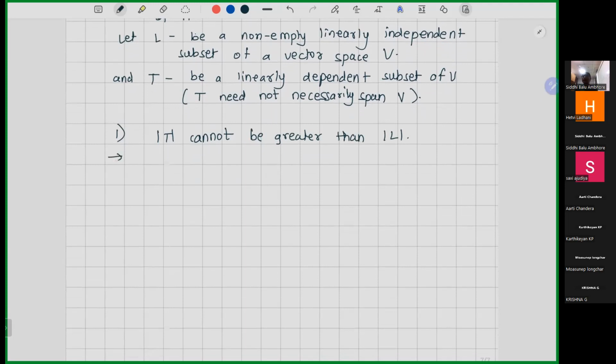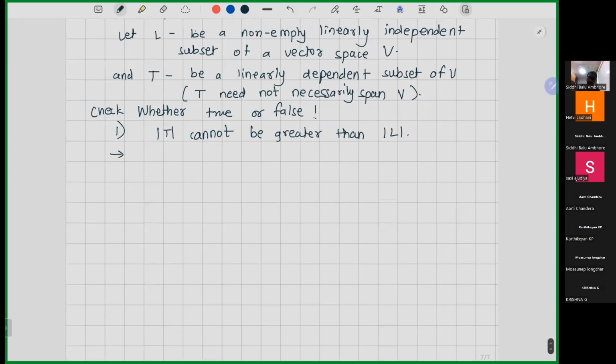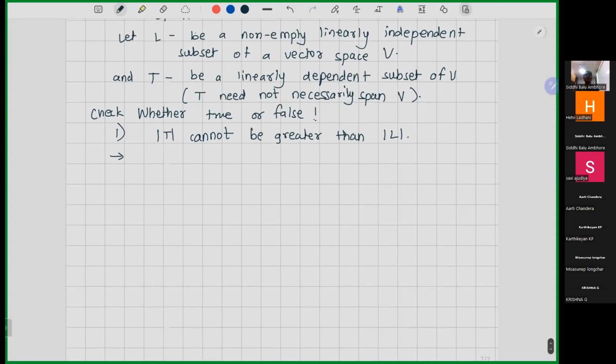Can somebody guess what this will be? We have to check whether true or false. So what is the guess? It could be false, right? So can you give me an explicit example? A vector space, a set T and set L, such that it is false. So we want T and L such that the cardinality of T is greater than the cardinality of L.